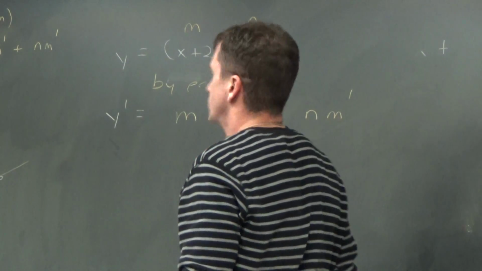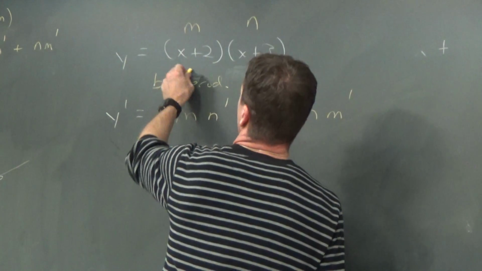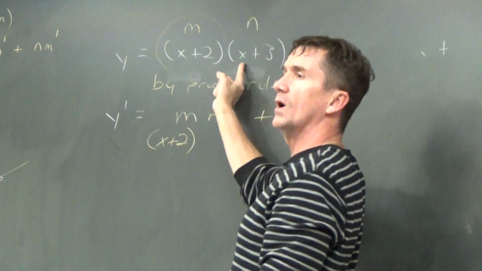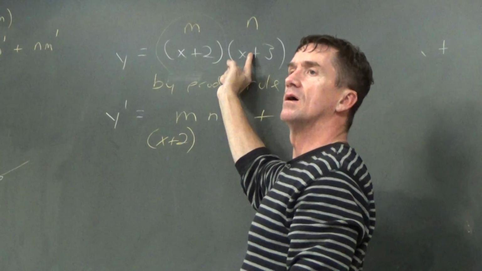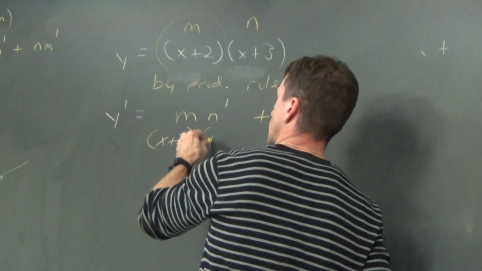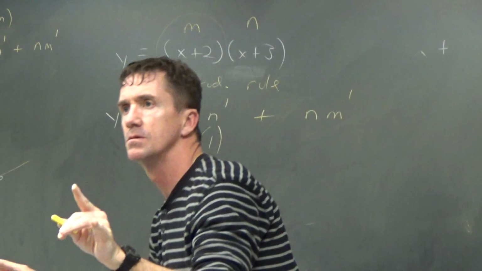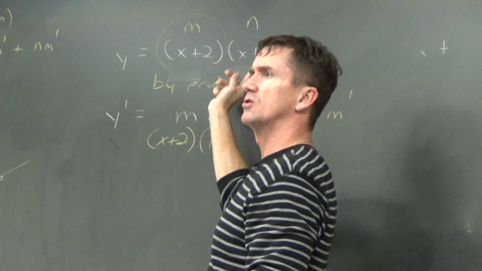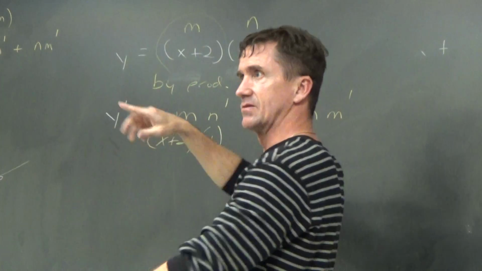I didn't use f because I'm worried everyone thinks f is y. So I chose letters m and n. All right, what's m? x plus 2. What's the derivative of n? 1. And so far so good? The derivative of n is just 1? That sometimes gets people. Are you sure you're okay? Okay, that's what I figured.